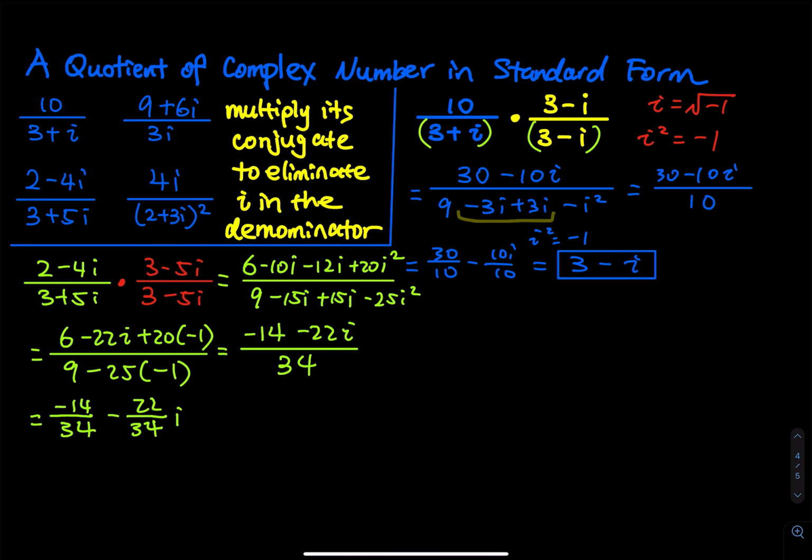Of course, you can reduce the fraction for the first one. Why don't you divide the top and bottom by 2? So you have a negative 7 over 17, and then minus 22 divided by 2 is 11, and 34 divided by 2 is equal to 17, and then you have an i. So this is your answer in standard form. As you can see, there is no i in the denominator.